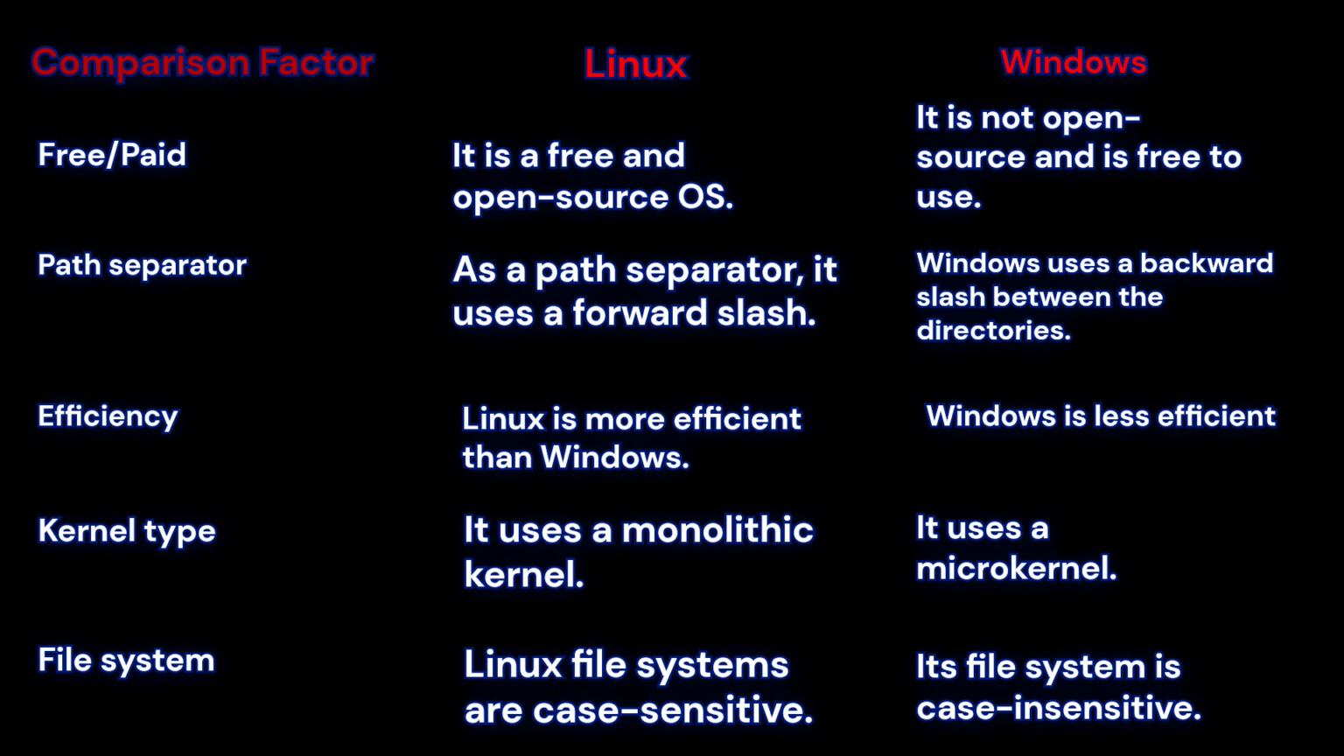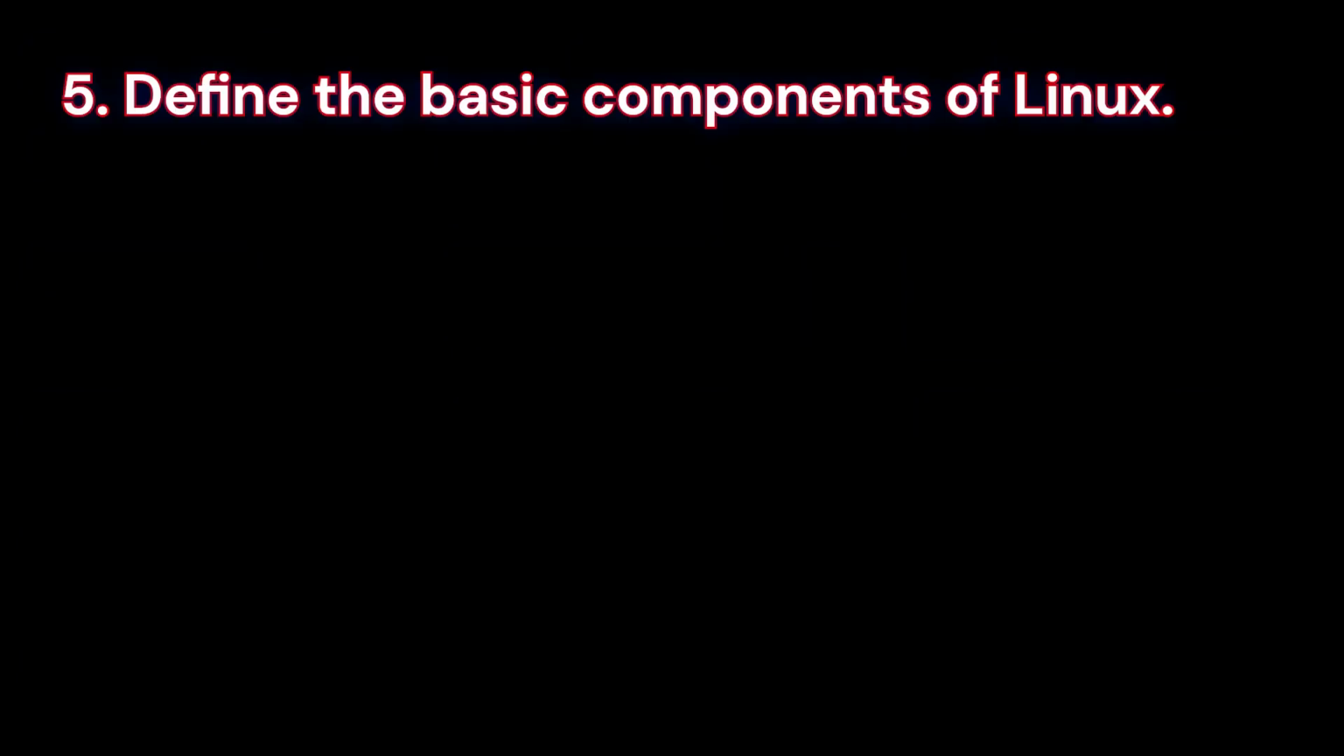Efficiency: Linux is more efficient than Windows. Windows is less efficient. Kernel type: Linux uses a monolithic kernel. Windows uses a microkernel. File system: the Linux file system is case sensitive. The Windows file system is case insensitive.